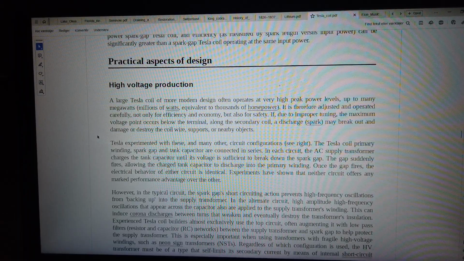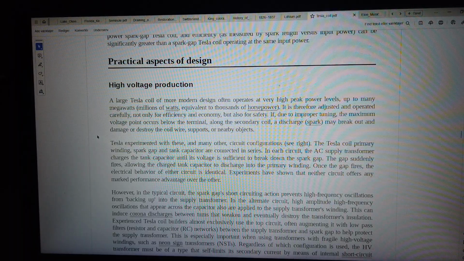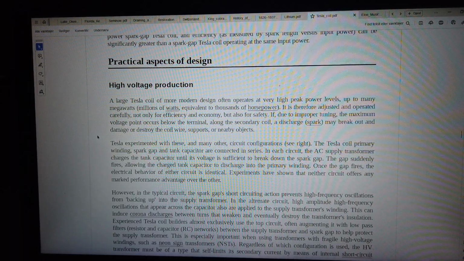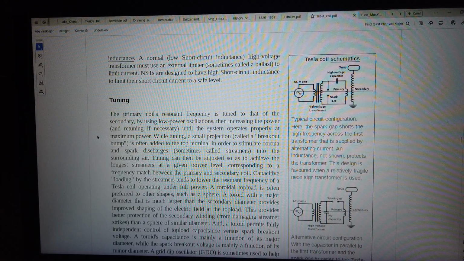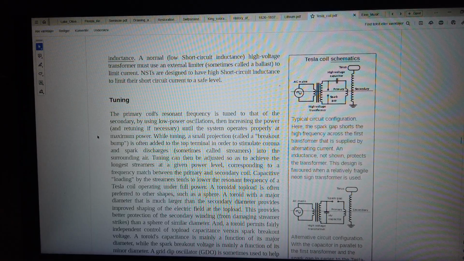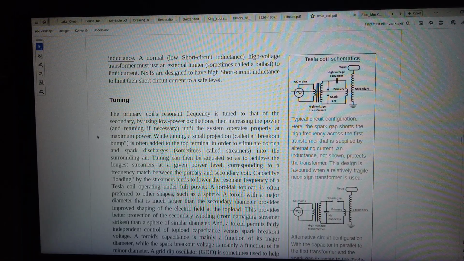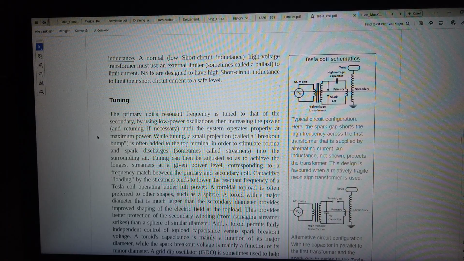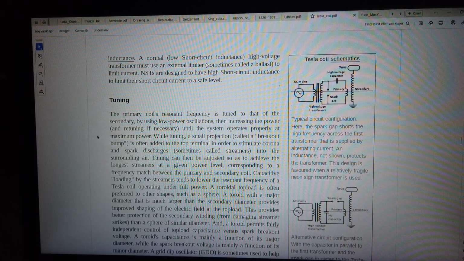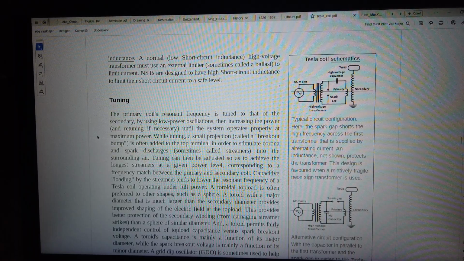Regardless of which configuration is used, the HV transformer must be of a type that self-limits its secondary current by means of internal short circuit. Tesla coil schematics. Typical circuit configuration. Here, the spark gap shorts the high frequency across the first transformer that is supplied with alternating current. An inductance, not shown, protects the transformer. This design is favored when a relatively fragile neon sign transformer is used.